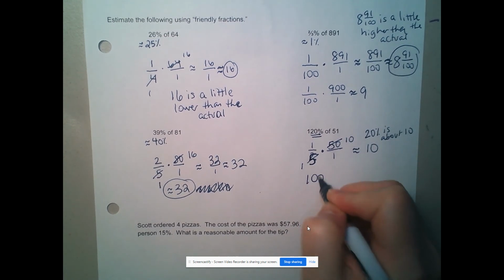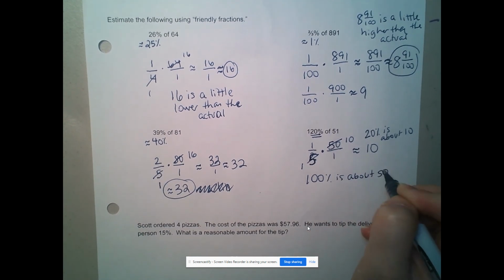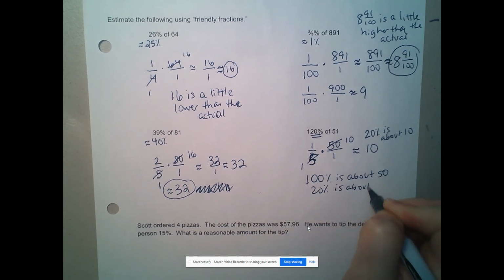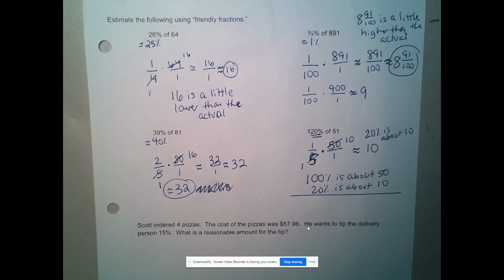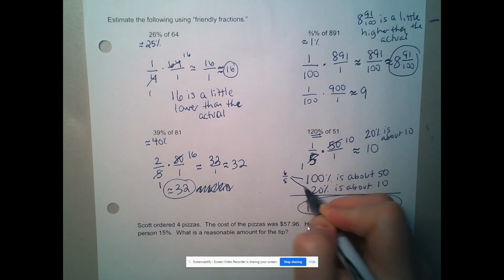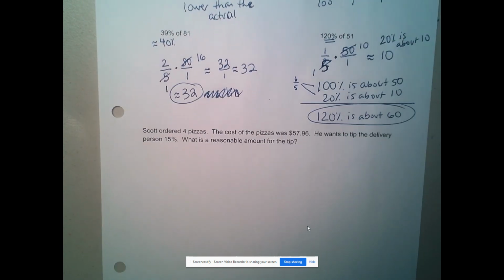Well, 100% is about 50, and 20% is about the extra 10. So if I put those together, 120% is about 60. You also, for those of you who are curious, could have gone with 6/5 as your 120% altogether instead of breaking it into 100 and the 20 separately like I did.